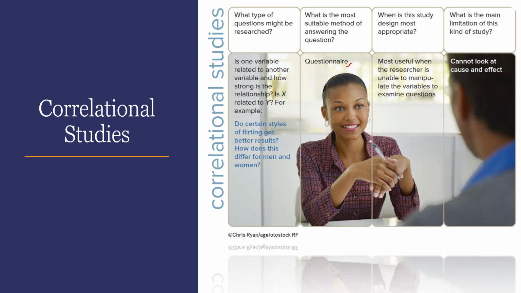Say, for example, is gender correlated with aggression? So we cannot manipulate gender. I cannot make a certain person male or a certain person female because that's naturally occurring. We cannot manipulate a person's gender, so we just correlate gender with variables. The weakness of a correlational design is that it cannot look at cause and effect relationships.